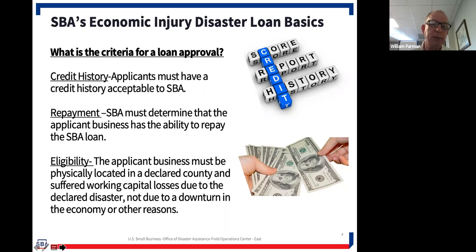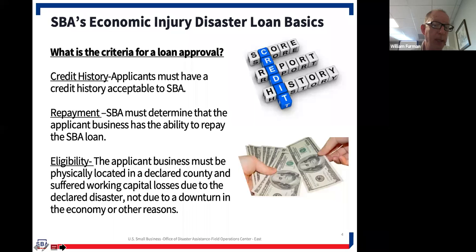That is the entire purpose of the EIDL loan program, to provide you with working capital so that you can pay your bills and remain in business, so that your business will be in operation when the pandemic passes, and you'll be able to reopen, reestablish your business, stabilize your business, and move forward.